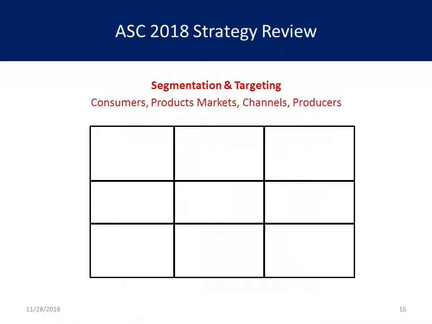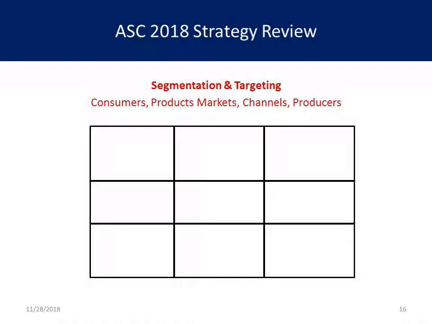I've mentioned the importance of identifying scope in the business model, specifying what the ASC offers to whom, when, where, and how. That can pertain to consumers, products, markets, channels, or producers. This is supported by the marketing strategy concept of segmentation and targeting.